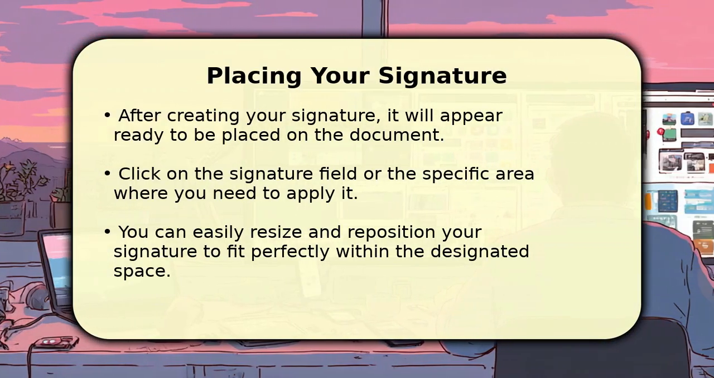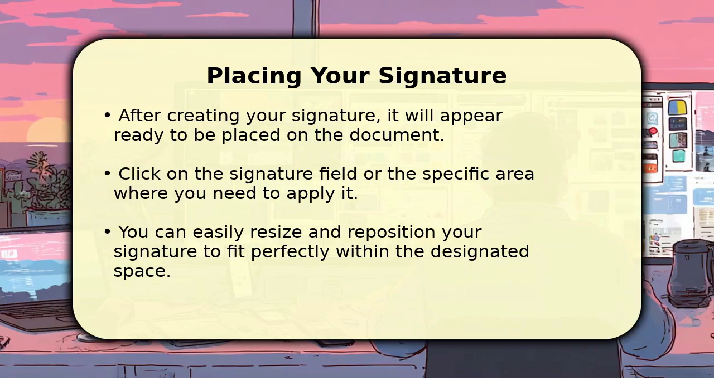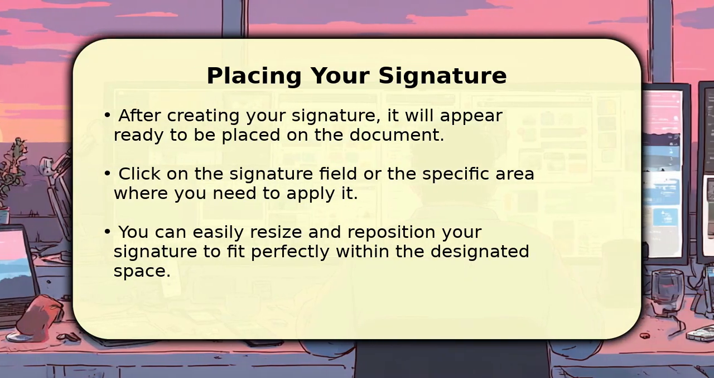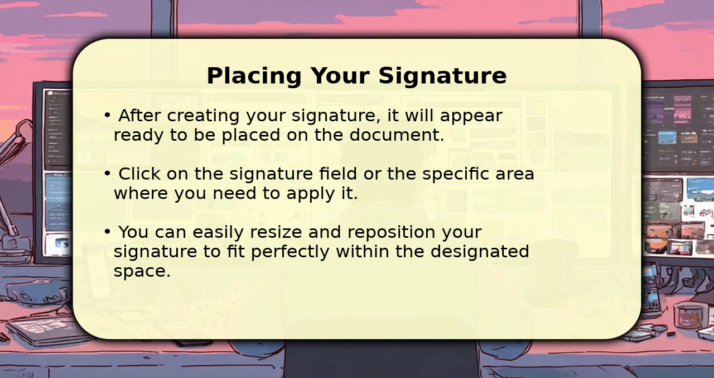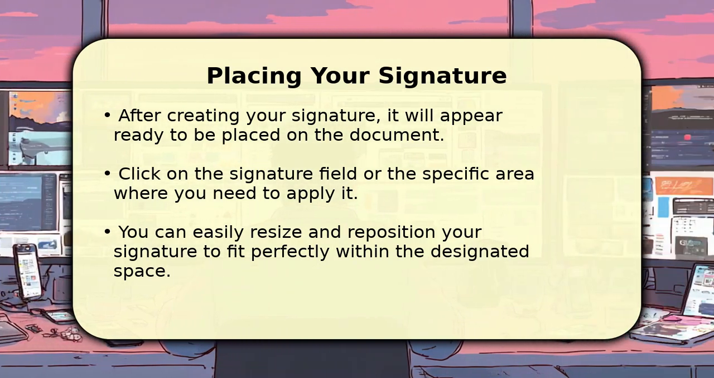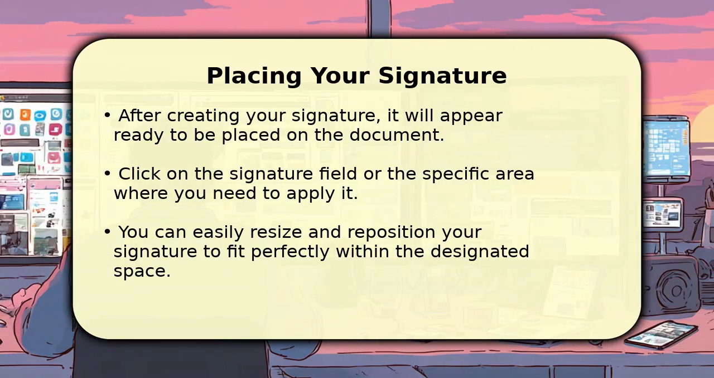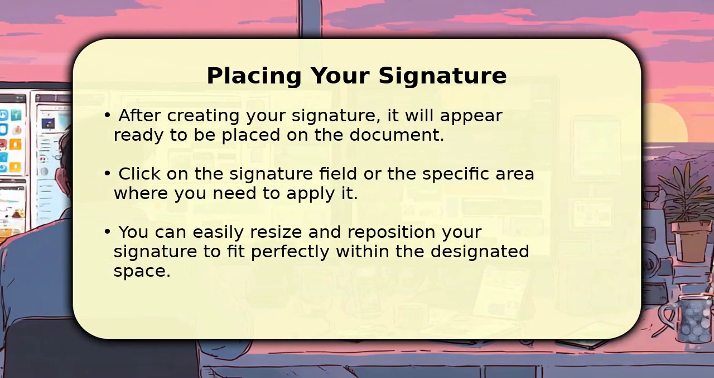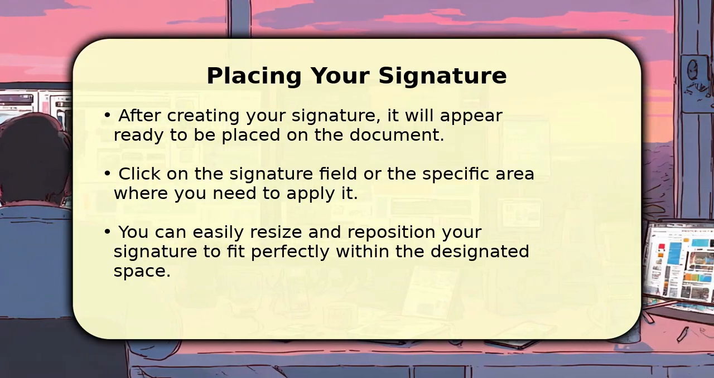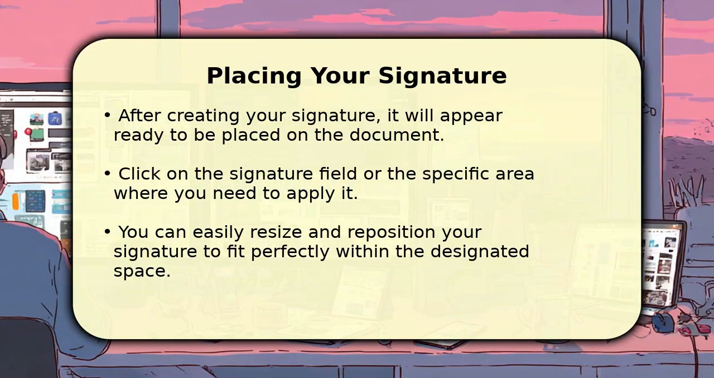Simply click on the area where the signature needs to go, and it will appear there. You will notice small corners or handles around the signature, allowing you to drag and resize it to fit perfectly within any line or box. You can also click and drag the entire signature to precisely reposition it anywhere on the page, ensuring professional placement.